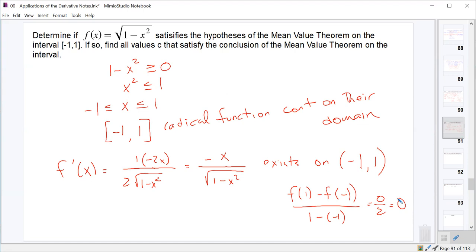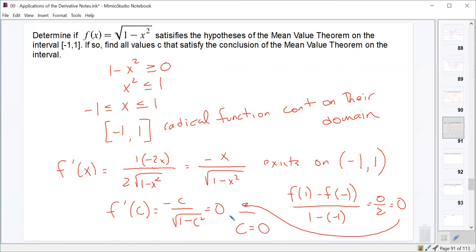So our derivative, f prime of c, which is negative c over root 1 minus c squared, must equal 0 somewhere between negative 1 and 1, because the value of our average rate of change was 0. Well, all that would make that true would be c equals 0. And it was guaranteed that there must be a place where that was true by the mean value theorem.